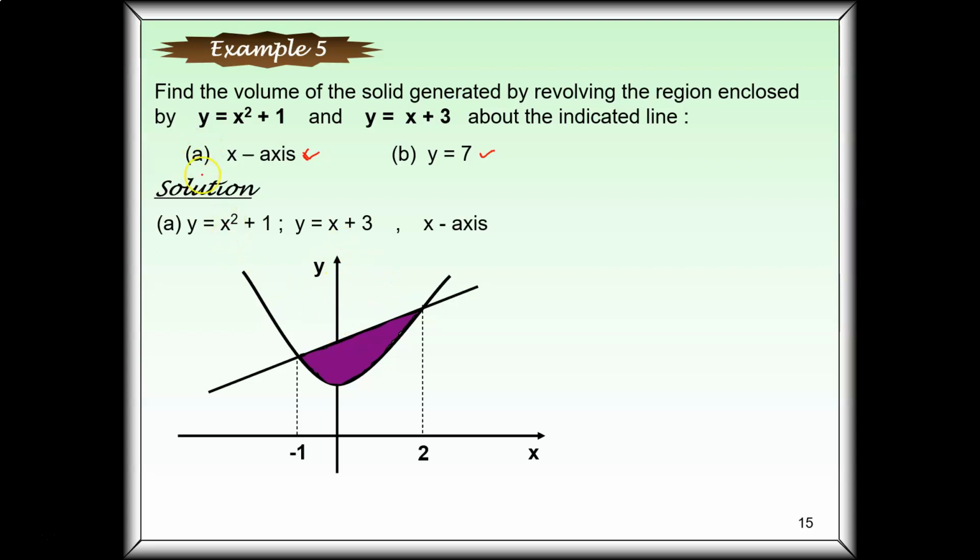So, let's see the first part. Yang part A dahulu. We have y equal to x squared plus 1 and y equal to x plus 3. So, this is it. This is y equal to x squared plus 1, and this one is y equal to x plus 3. So, kita boleh tengoklah dekat sini yang mana tolak yang mana. Yang atas tolak yang bawah.